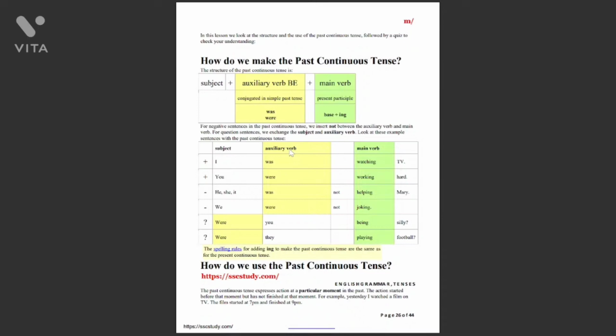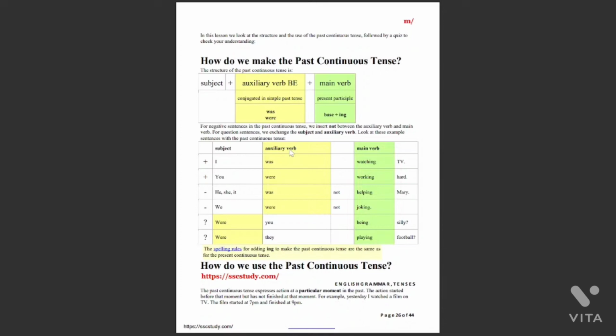How do we make the past continuous tense? Here we have an equation: subject plus auxiliary verb be plus main verb. Here the simple past forms was and were are used, and the main verb is the present participle, the base plus ing formation. For negative sentences in the past continuous tense, we insert not between the auxiliary verb and the main verb. For question sentences, we use auxiliary verb plus subject.